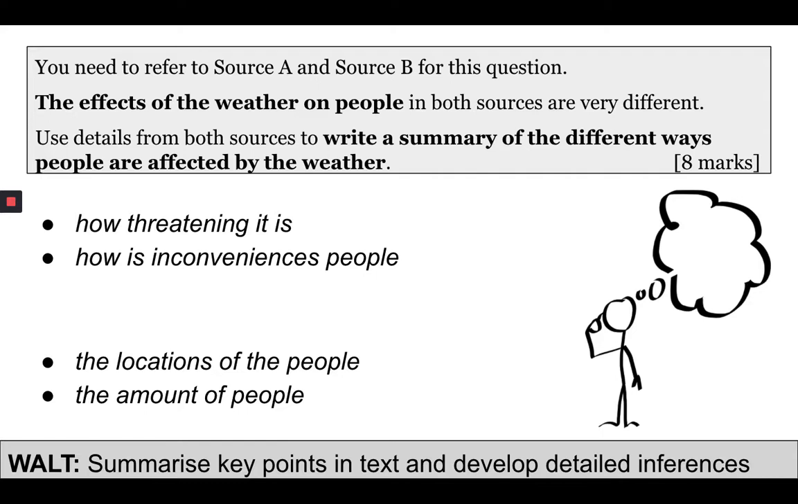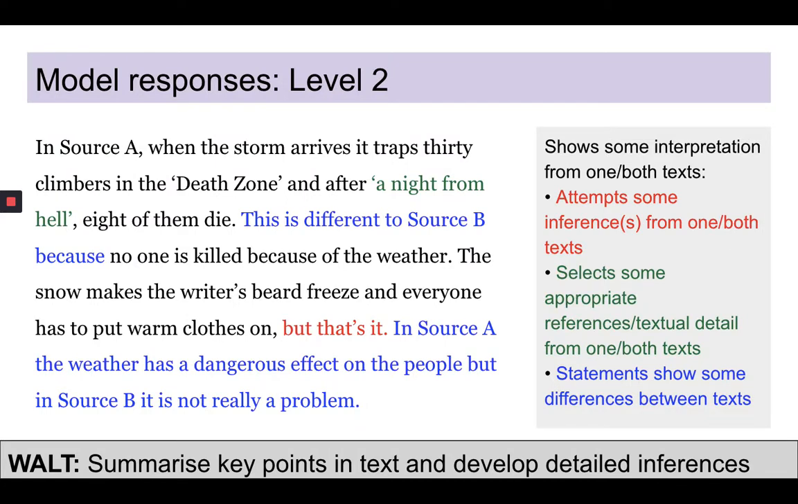So what I want to do is show you some model responses, okay, and show you what would be a level 2, which would get you about a grade 3, and I will show you a level 3, which would be a good kind of grade 4, grade 5, maybe a 6, because we don't know how the grade boundaries shift. And I'll show you a level 4, which would be a top end response, which would definitely be a grade 6, 7, 8, or 9. Okay? So this first one is a level 2.